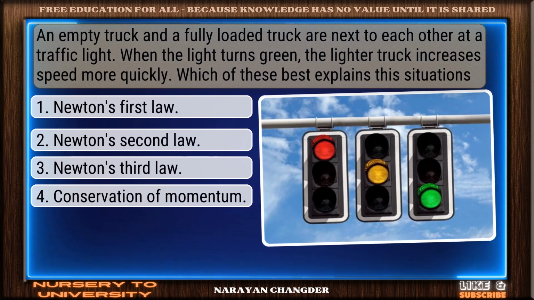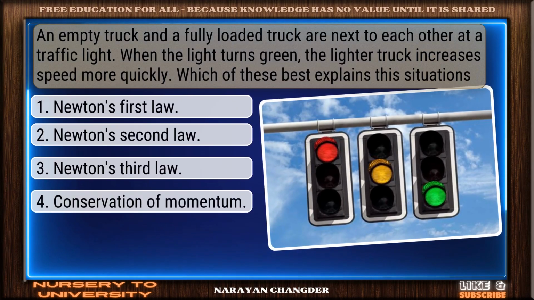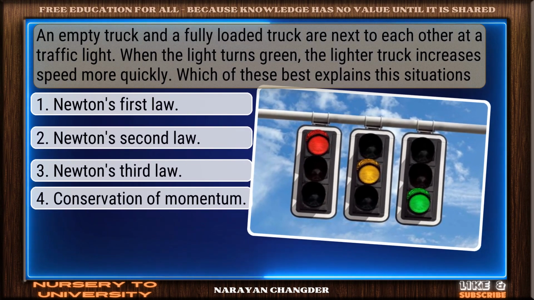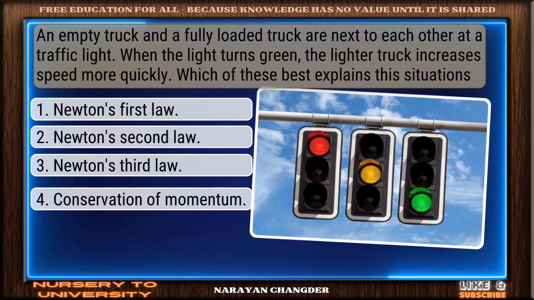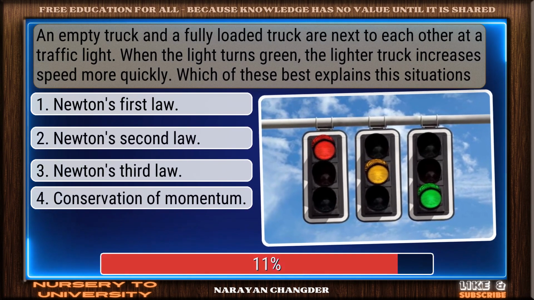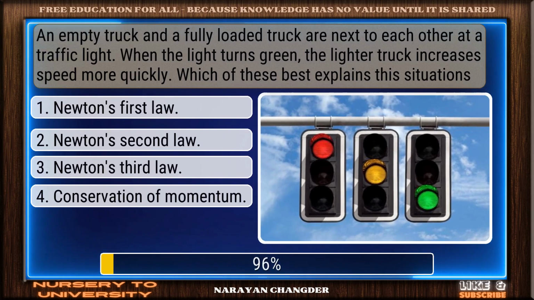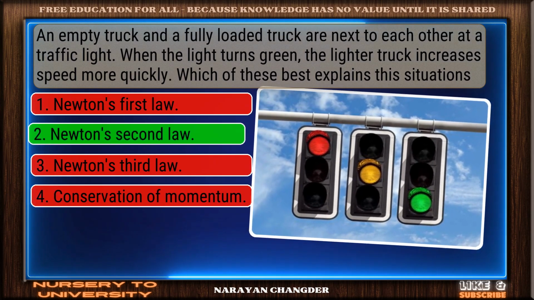Question number 12. An empty truck and a fully loaded truck are next to each other at a traffic light. When the light turns green, the lighter truck increases speed more quickly. Which of these best explains this situation? Well reasoned. Newton's second law is the correct choice.